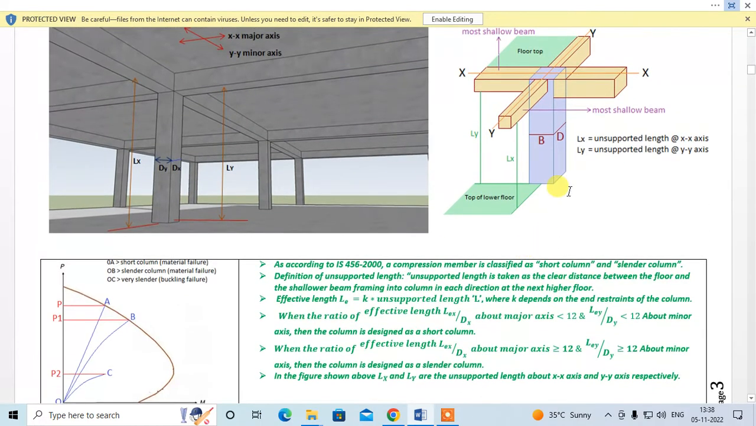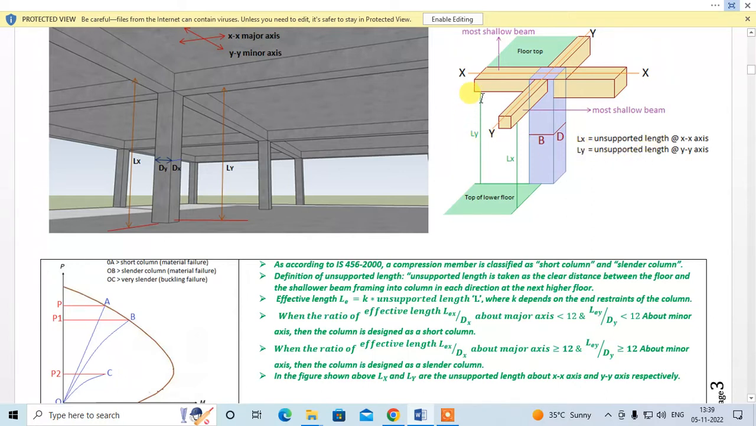So say this is your x-axis, this is your y-axis. Along this axis, this is the shallower beam. Then the clear distance from the bottom of the beam to the top of the lower floor is your unsupported length Lx. Similarly, along this direction, this is the shallower beam. So the clear distance from the bottom of the beam to the top of the lower floor will be Ly, that is unsupported length Ly. So Lx and Ly are unsupported lengths with respect to x and y-axis, right?